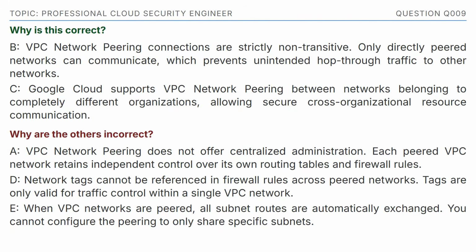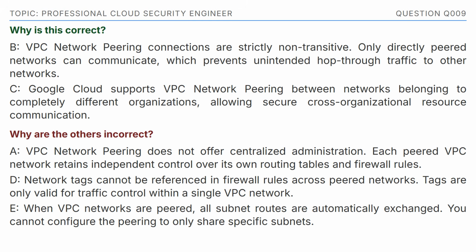Why is this correct? B. VPC network peering connections are strictly non-transitive. Only directly peered networks can communicate, which prevents unintended hop-through traffic to other networks. C. Google Cloud supports VPC network peering between networks belonging to completely different organizations, allowing secure cross-organizational resource communication.